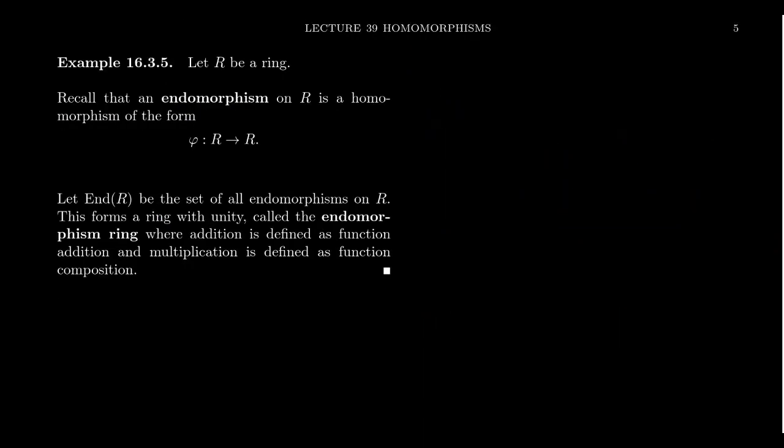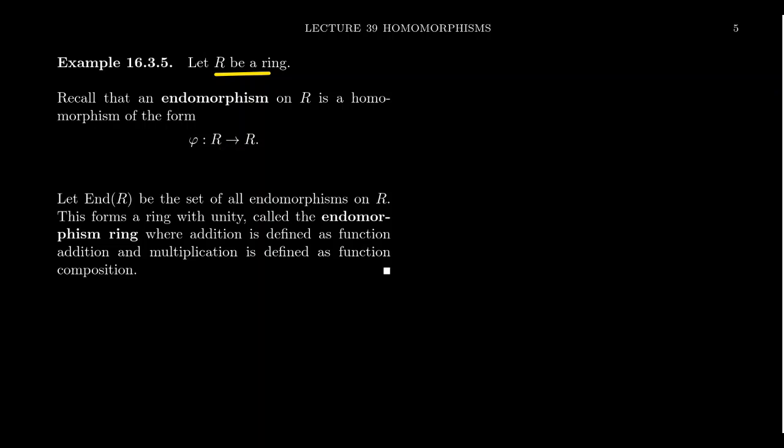All right, one last example that's really important we talk about is the endomorphism ring. This is going to be very similar to the R to the X we saw a moment ago, but not exactly. So there's a slight change here. Let's explain that. We're going to take R to be a ring, and we're going to take functions from R to R. So it's kind of like what we did a moment ago with R to the X, but now the set X is R itself.